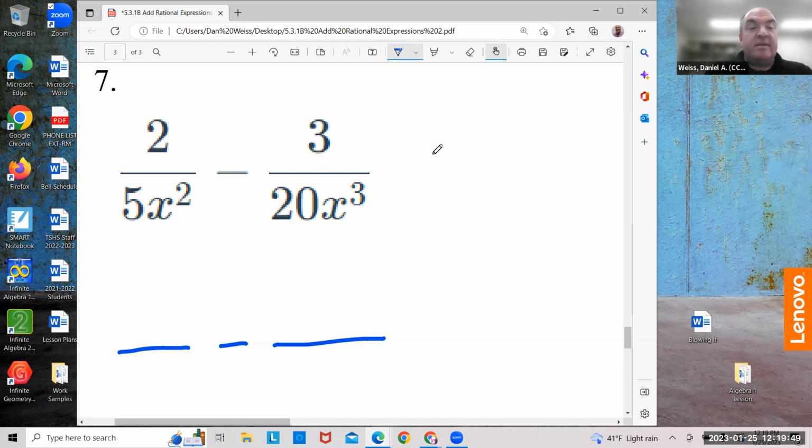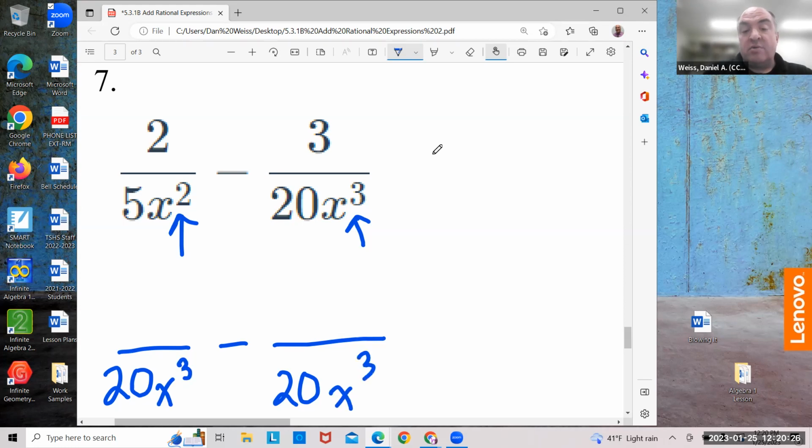What is the common denominator? All right. 5 goes into 20, right? So 20 will be part of your common denominator. You have x to the second and x to the third. Whenever you have a letter with exponents, it's always going to be the highest exponent that will be your common denominator. So here's x to the second, here's x to the third. X to the third is your common denominator because x to the second goes into x to the third.